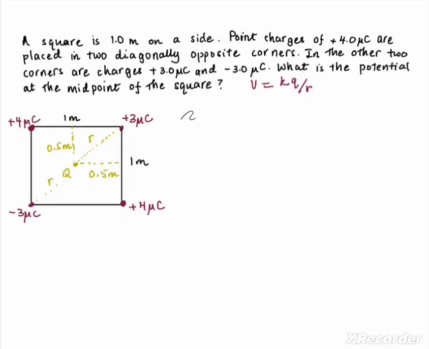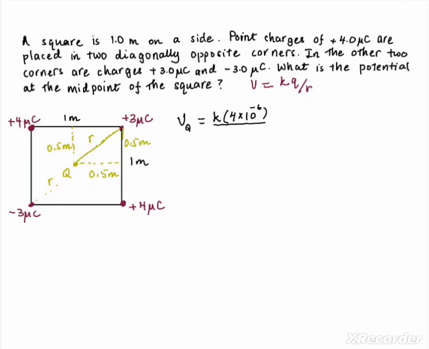So now if we look at V at Q position, let's go around the square starting from the +4 microcoulombs. So we have K, and then we have +4 microcoulombs, so that's 10 to the -6, this is in coulombs, divided by R value. Now how do we find the R value? So we know that this is also 0.5 meters.